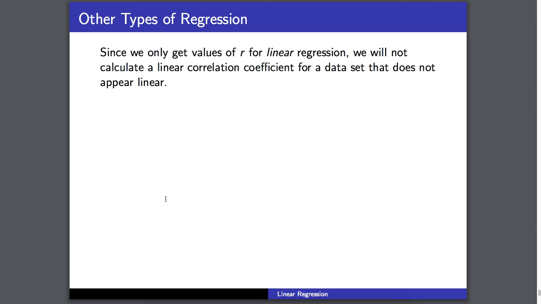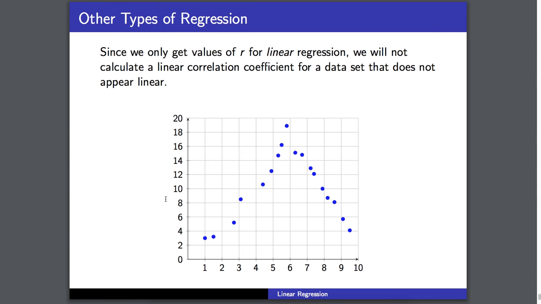So since we only get values of r for linear regression, we're not going to calculate the linear correlation coefficient for a data set that does not appear linear. So for instance, let's say in this data set here, we have it going up and then it comes back down. This would not be considered a linear data set.